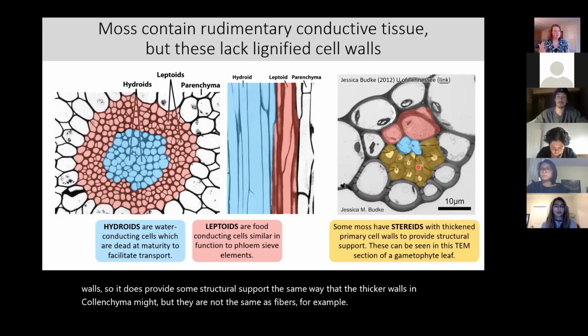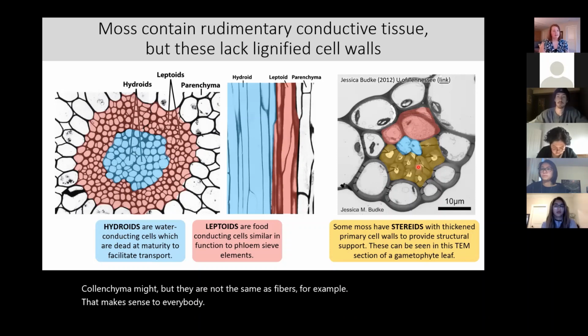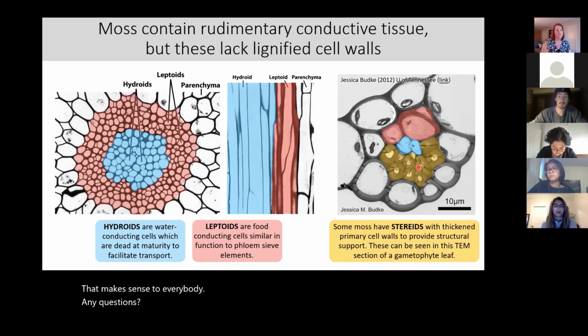Does that make sense to everybody? Any questions? Okay. So let's turn to moss reproduction.